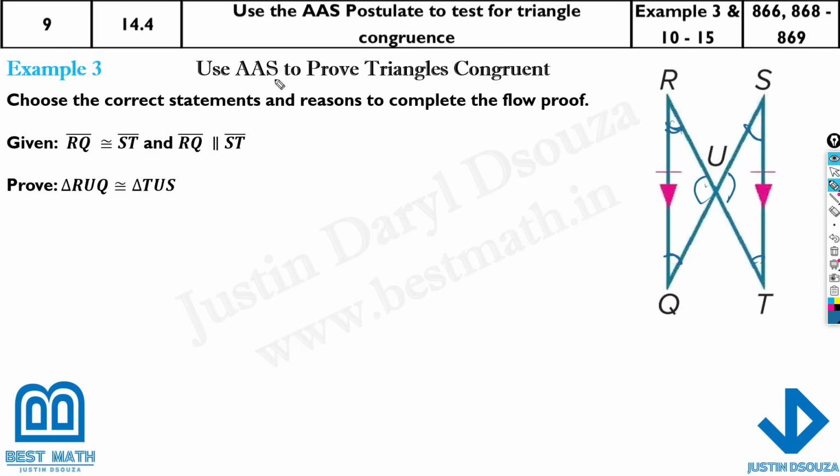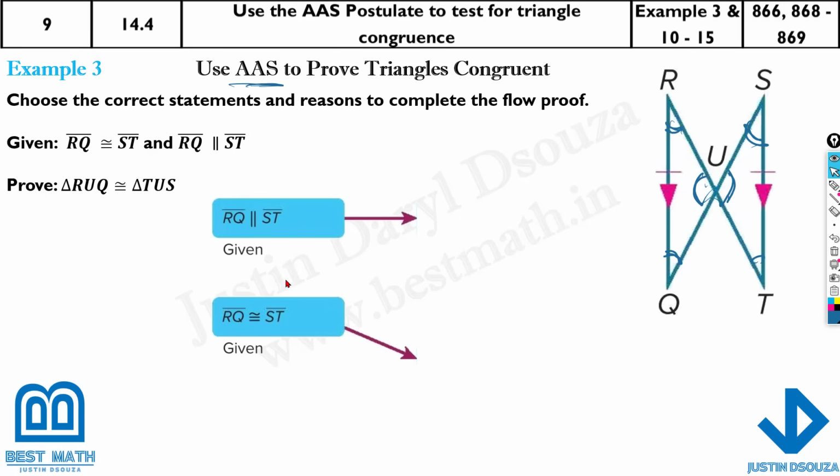But since you have to use AAS, let's just choose two angles here. I know this line they have already given me is congruent to this line. So then I'll just choose two more angles. I'll choose this and this, this and this. That's fine. So therefore I can tell they're congruent.